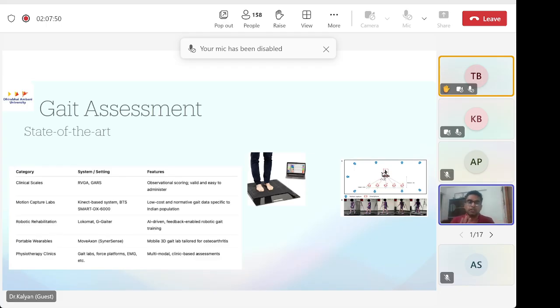That is all they do. Observation, and it's very easy, right? There is no data that comes for analysis. The other costly or expensive systems are motion capture labs and robotic musculoskeletal systems. IIT Gandhinagar has a huge research group on that, and so on.